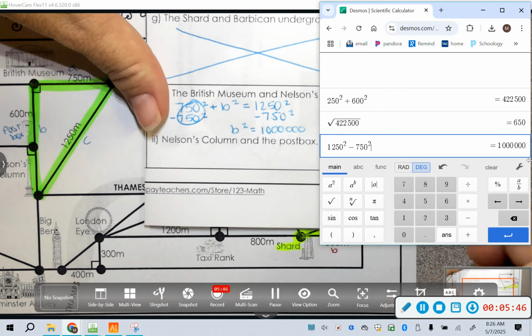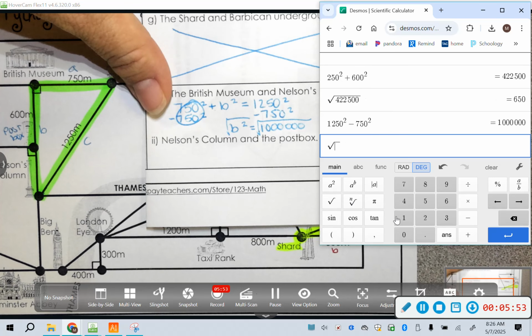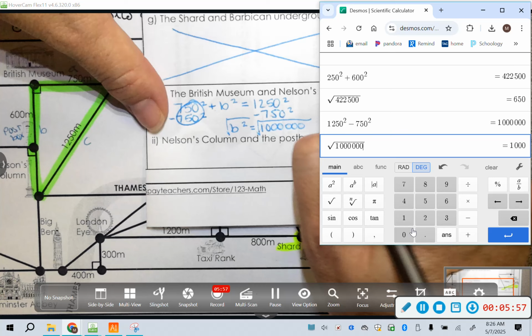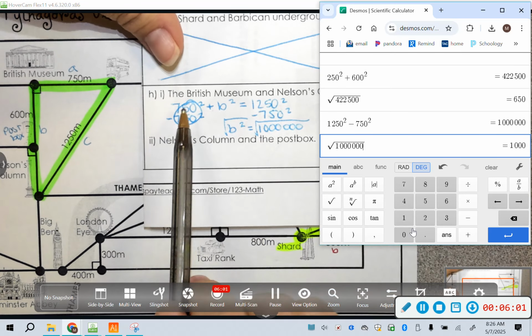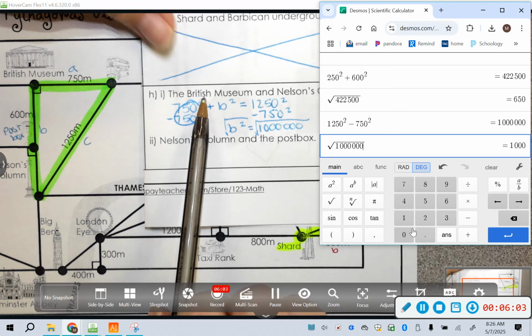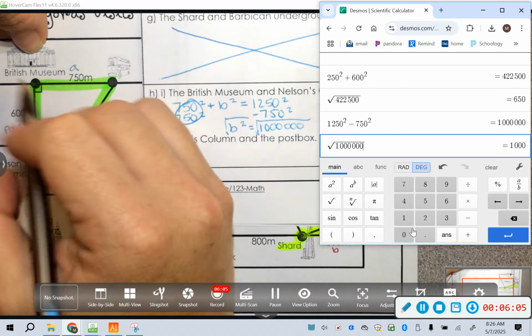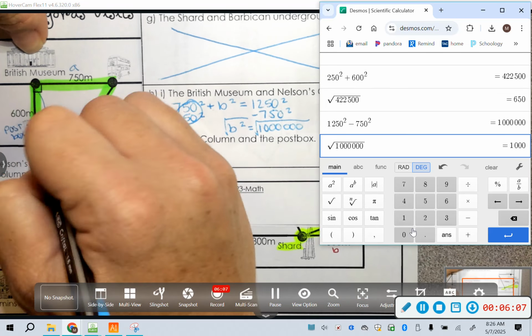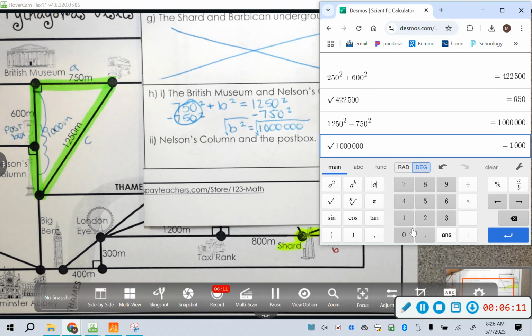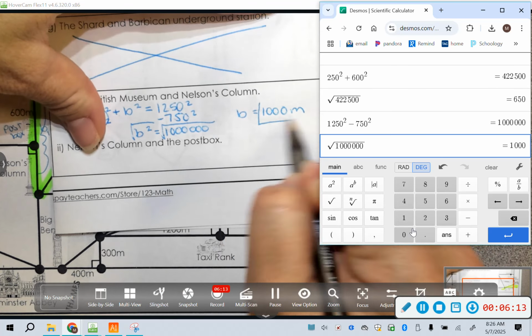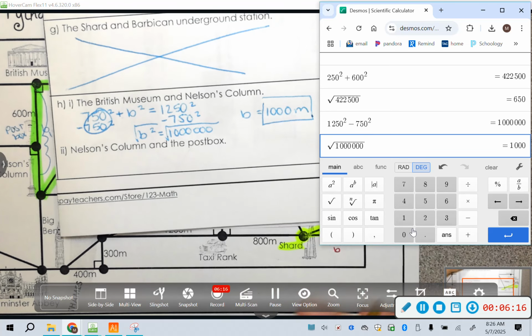Am I done? No. What do I do? Square root. Square root both sides. And I get 1,000. So I know that if I want the distance between the British Museum and Nelson's Column, this whole distance is 1,000 meters. Everybody okay with that? So my answer is 1,000 meters because it asks for the whole distance, right?